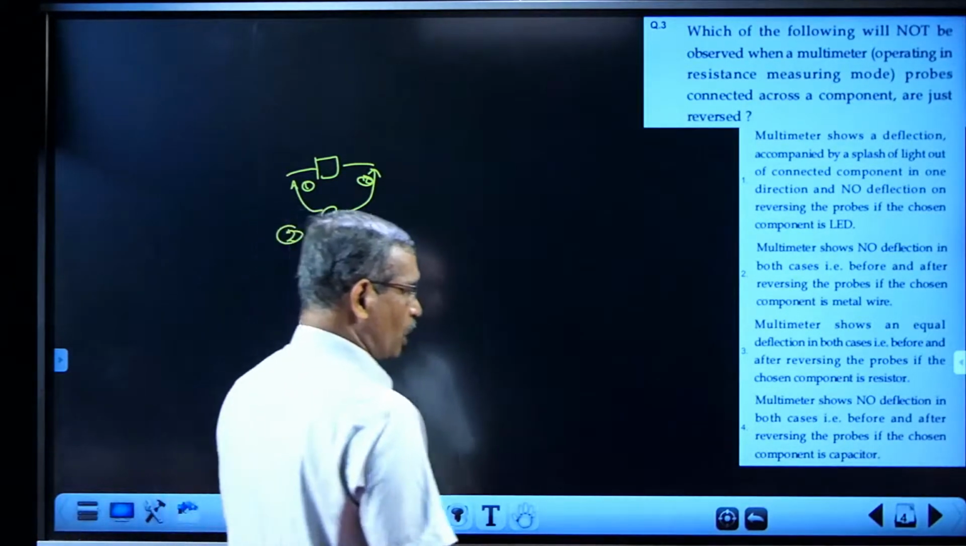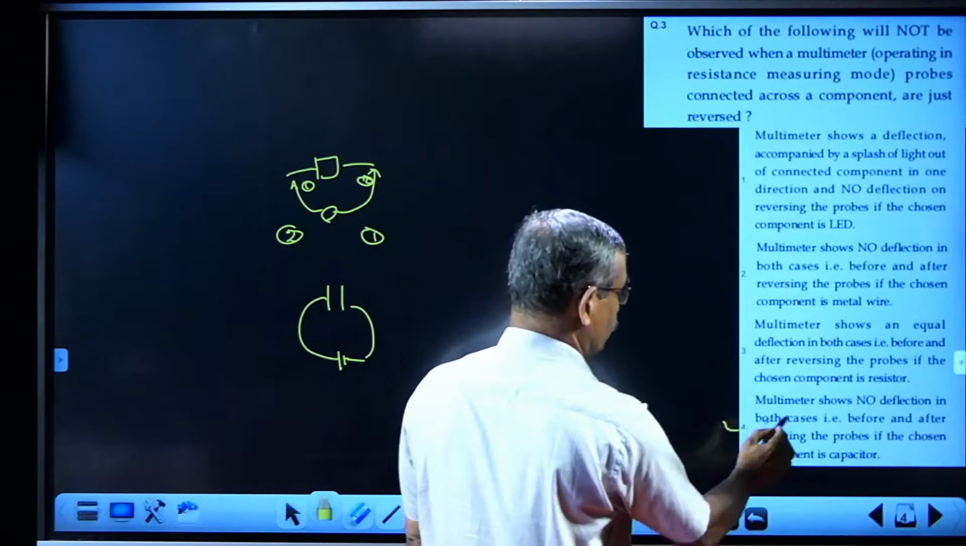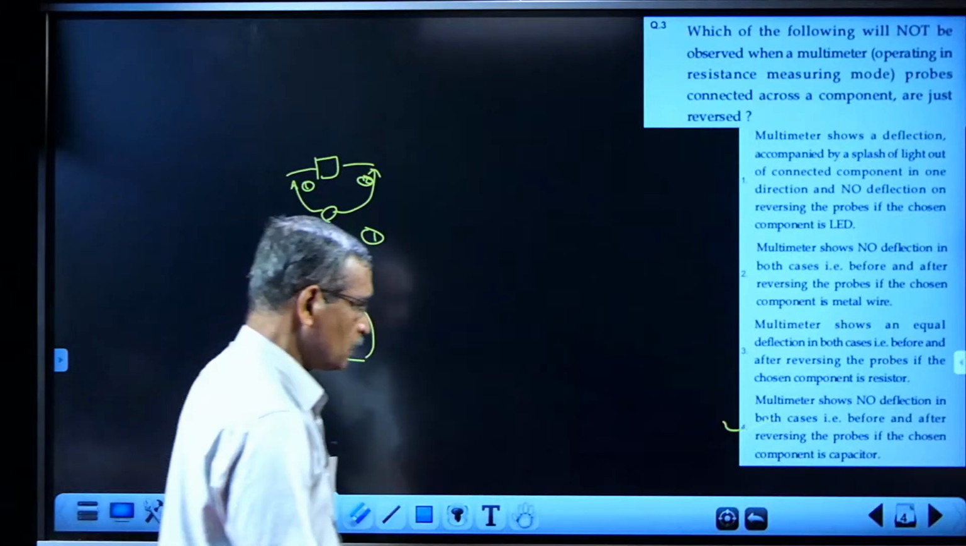And for the option not observed with the multimeter, the option is 4. Option is 4. Simple question.